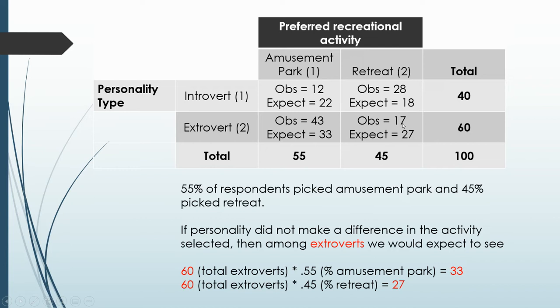So what I can do then is take these observed values and the expected values and use that to calculate chi-square. And this is pretty much one of the simplest types of statistical analyses you can do. You can almost do it without a calculator.